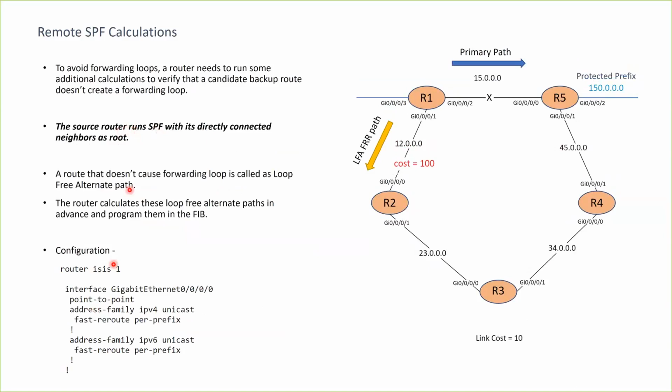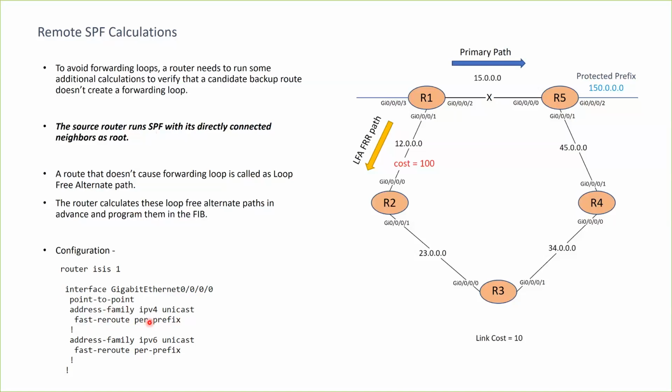And then the configuration for this, whether it's ISIS or OSPF, is very similar. I've just mentioned the ISIS config here. Under the address families, just say fast reroute per prefix, that's all. It's a single line command under all the interfaces that you want protected. So what are the other options other than per prefix? You have per link as well, but generally per link is not used much. Per prefix is what is generally deployed.